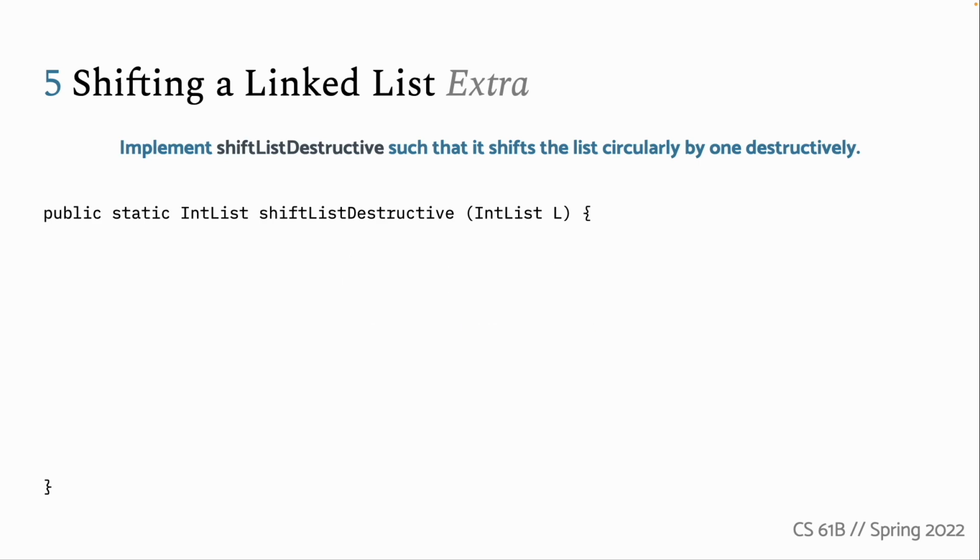Okay, let's go over it. So first things first, if our list is null, there's a lot of things we can't do. So let's just take care of that. It's kind of a base case. We just return null in this case.